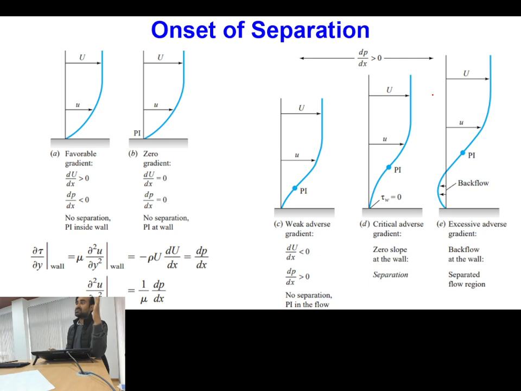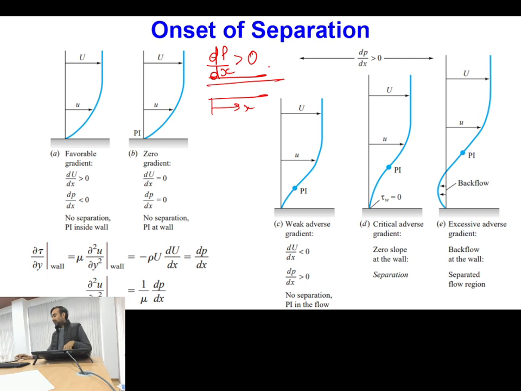So the very first condition for flow separation is that it will always occur when dP by dx is greater than 0. If I have a pipe and x is along the length of the pipe, then if dP by dx is less than 0, it means downstream pressure is low, but if it is greater than 0, it means downstream pressure is high. So that is called an adverse pressure gradient.